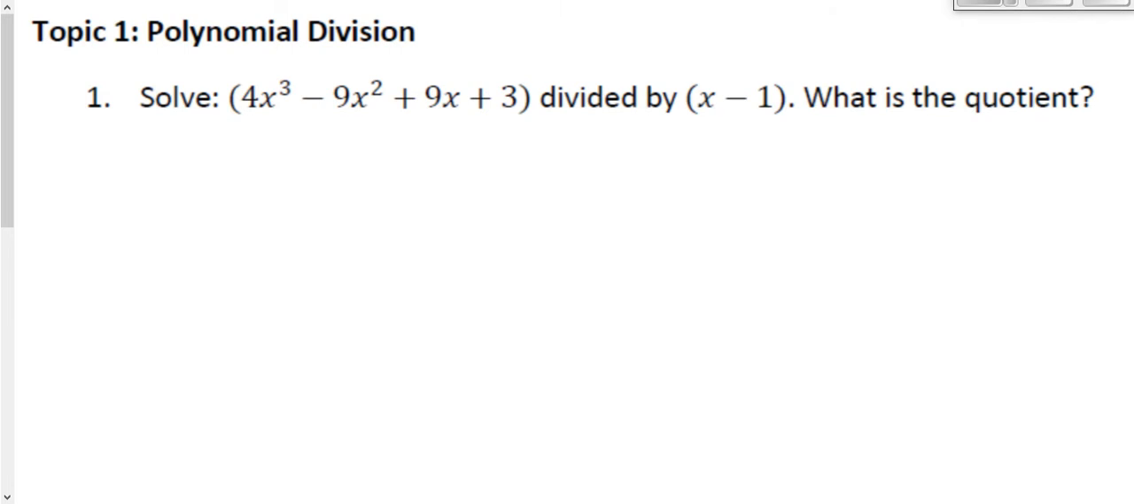Okay, we're going to kick off our end of year review by talking about topic 1 from the review packet, which is polynomial division. Our first question asks us to divide a giant polynomial by a much smaller one, and it's asking just for the quotient. Now the quotient is the result of dividing that excludes the remainder. So all we have to do is look for the bulk of our solution.